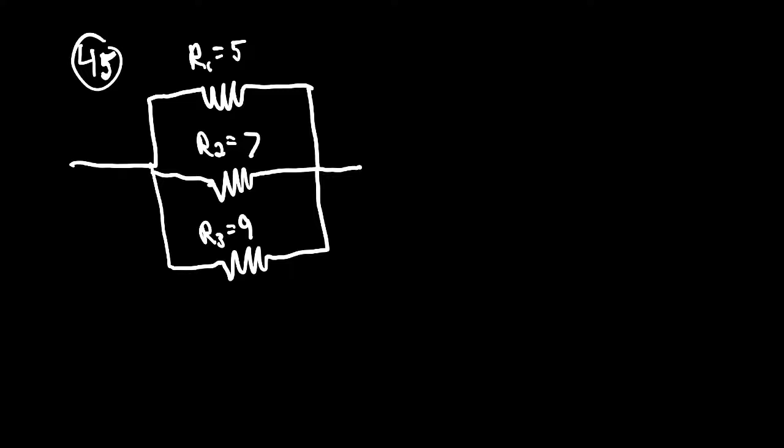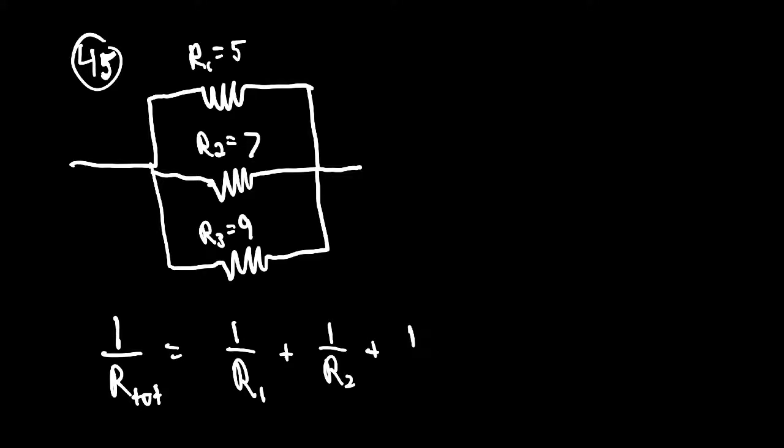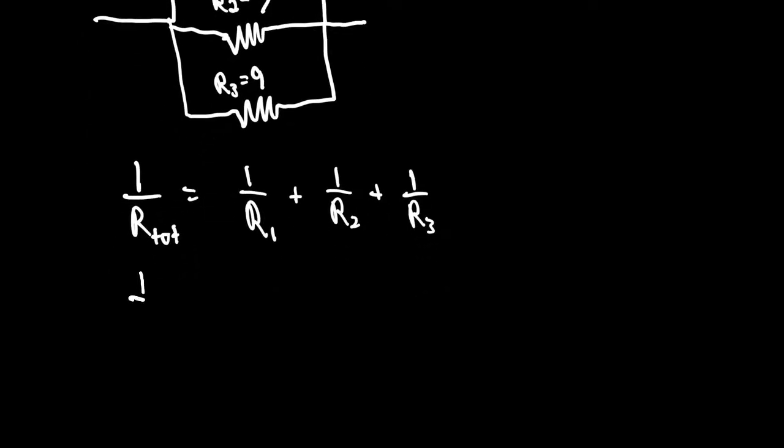How do I add these? If they're in parallel, do I add normally, or I call it flip-flop? Flip-flop. I do flip-flop. So 1 over R total is 1 over R1 plus 1 over R2 plus 1 over R3. So 1 over R total is 1 over 5 plus 1 over 7 plus 1 over 9.